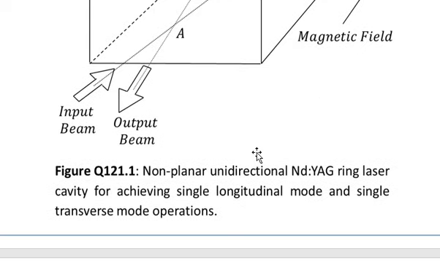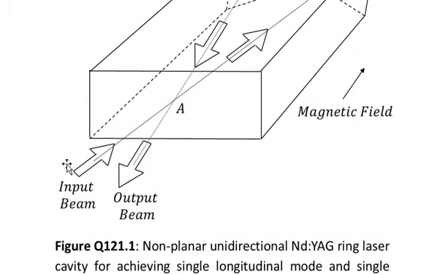This is figure 1. The caption of the figure is non-planar unidirectional Nd:YAG ring laser cavity for achieving single longitudinal mode and single transverse mode operation. You can see that this is the input beam which will enter the front interface containing point A. The input beam, for example from a semiconductor laser, will enter this Nd:YAG ring laser cavity.